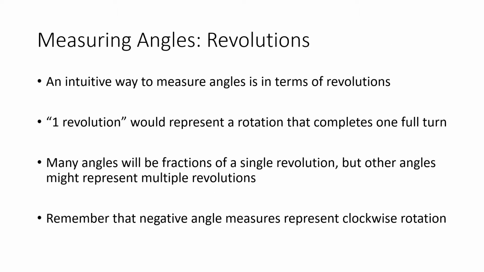Probably the most intuitive way to think about rotations is to think about them in terms of revolutions. So one revolution means one full rotation around, where you're returning to the same orientation. Many angles will be fractions of that single revolution. You could think of half a revolution, a quarter of a revolution, and so on. But other angles might be multiple revolutions if you're spinning around multiple times. Also remember that by convention, as we established in the previous video, negative angle measures represent clockwise rotation and positive rotations are counterclockwise.